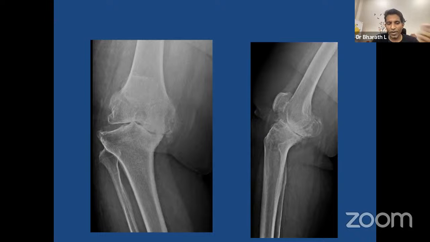And regarding everting the patella, if you are going to do patellar resurfacing, then everting the patella is going to be a problem, and you have to replace your patella in extended positions. It's not possible to evert your patella completely.